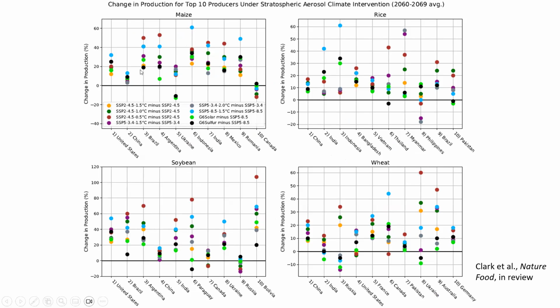But again, different nations will have the most benefit under different levels of SAI. And then there are also countries that would prefer no SAI, or would have a decrease to production under SAI. So things like Canadian maize, rice in the Philippines, Russian soybean, and Russian wheat. A lot of those scenarios are showing a decrease to production under SAI. So it's still the same story.